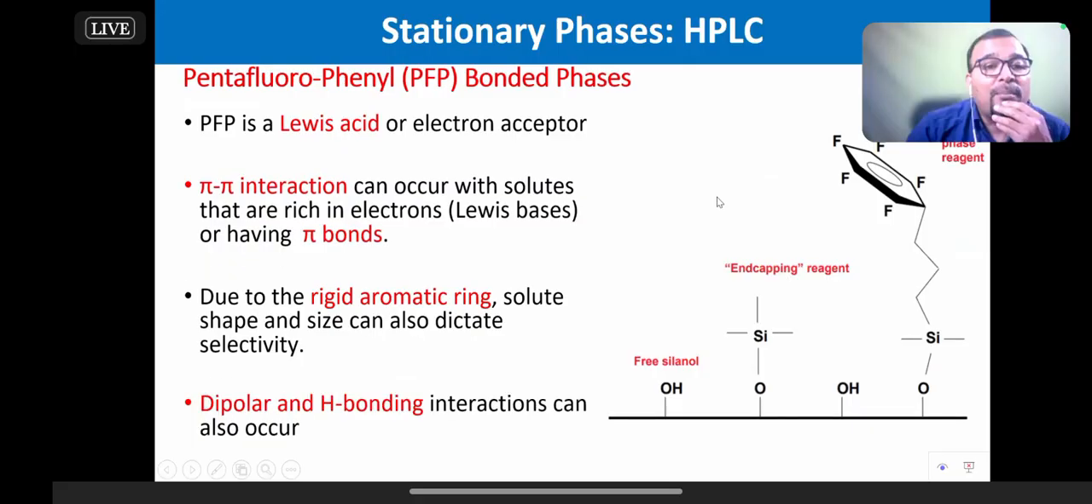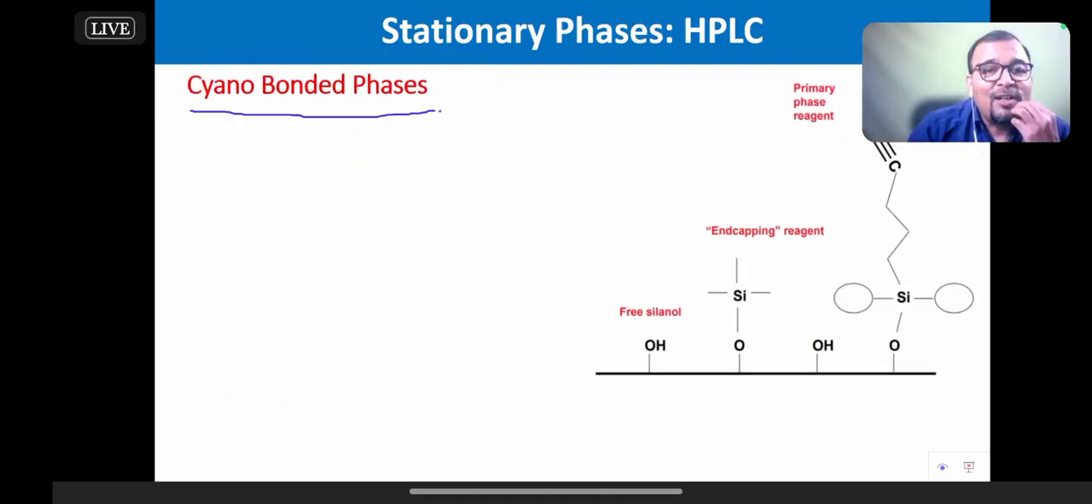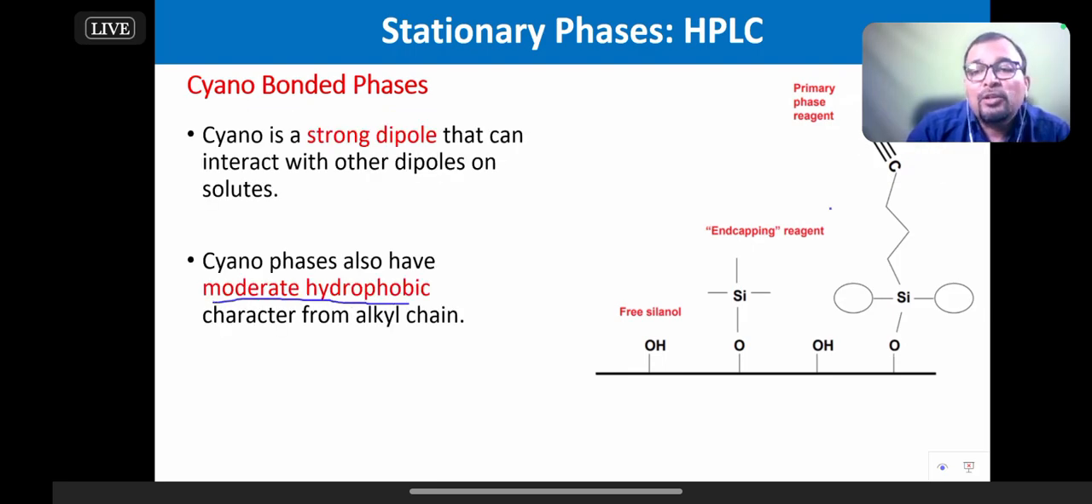Look at the cyano compound now, the cyano column. I'm not a big fan of the cyano columns. They are not stable in nature. But still, what kind of interaction is possible because of cyano? It's polar, right? Yeah, again polar. So C triple bond N, minus delta, plus delta over here. So what is possible now? You can see the dipole-dipole interaction. And moderate hydrophobic because of this chain.